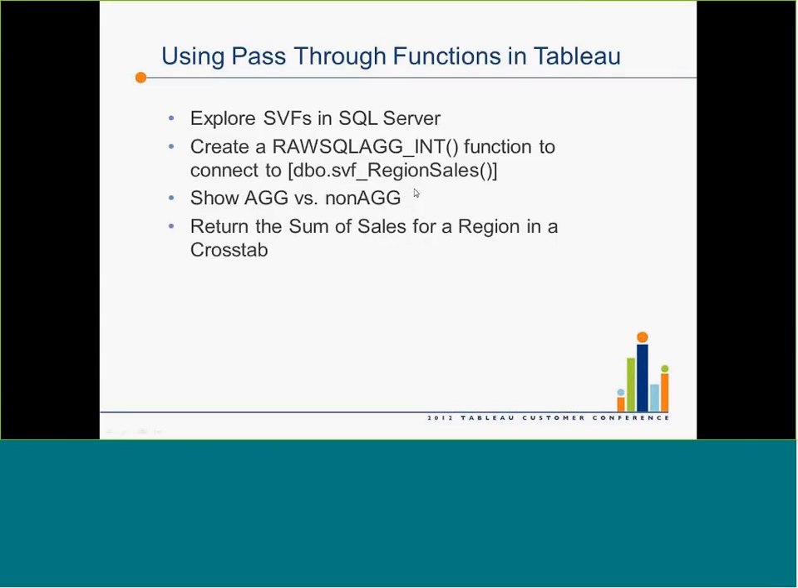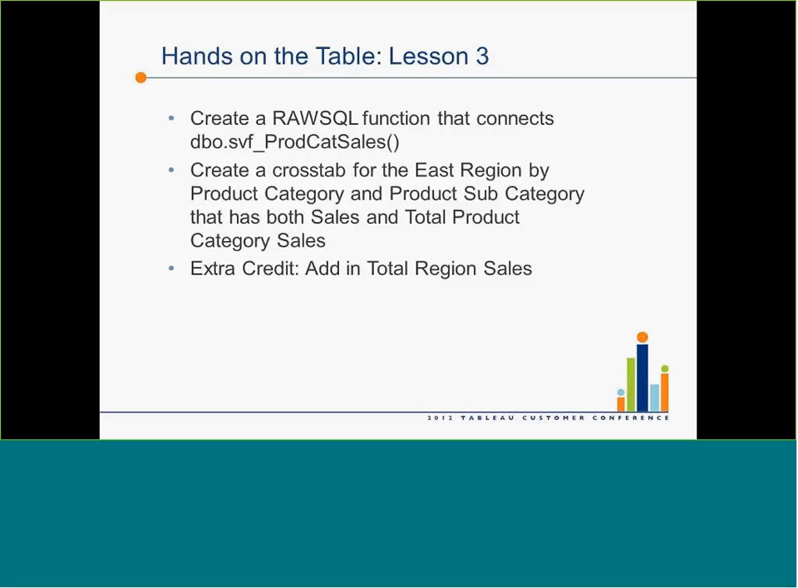Okay, now that we've seen that, and we've seen it mess up a little bit because of just a wrong use case, we're going to hand this over to you. We're going to get your hands on the table for lesson 3. We're going to have you create a raw SQL function that connects to this new table function called SDF_prod_cat_sales. So we're looking at sales by a product category. I want you to create a crosstab for the East region by product category and product subcategory that has both the sales for that product category subcategory join and the total product category sales. And extra credit would be to add in total region sales for the East.